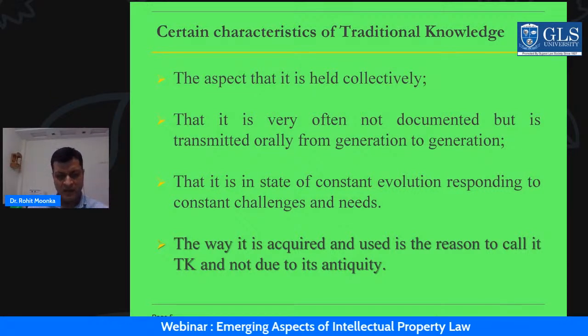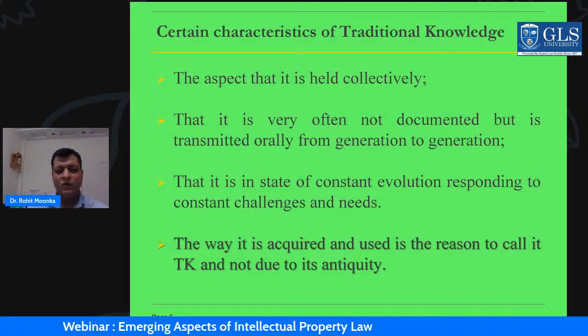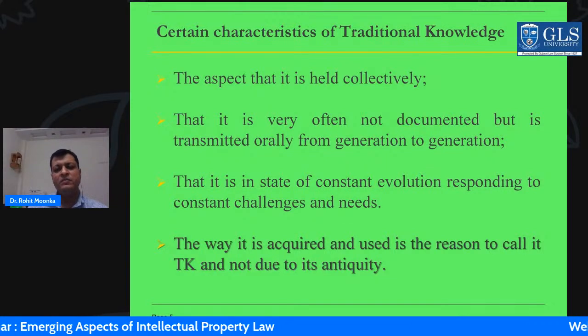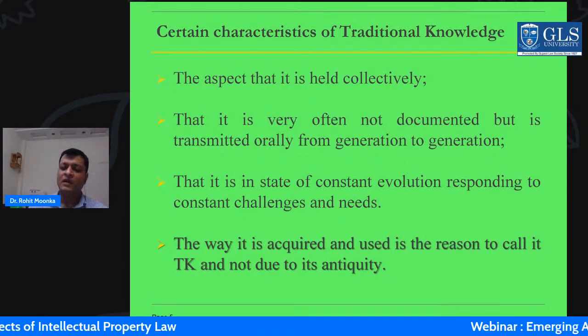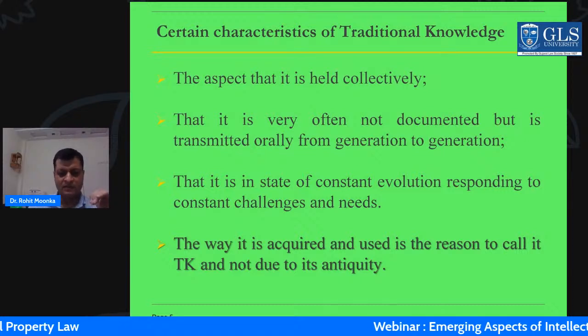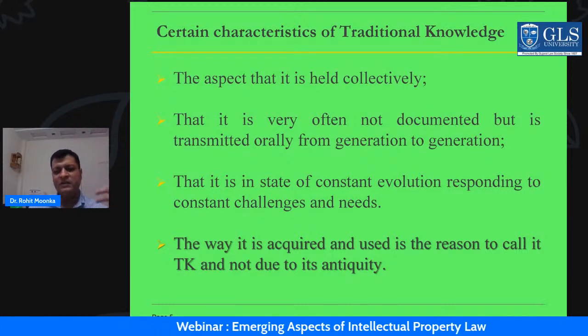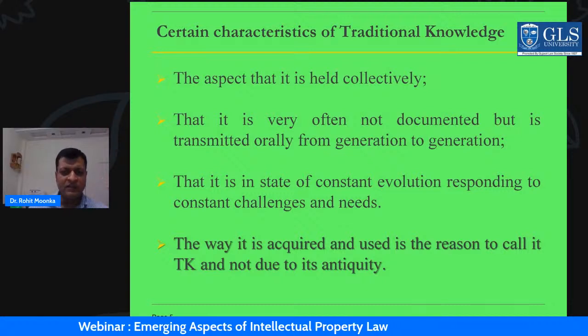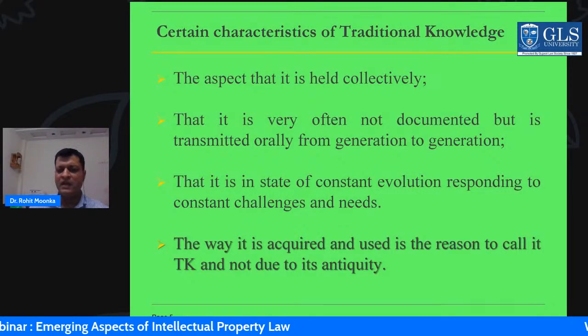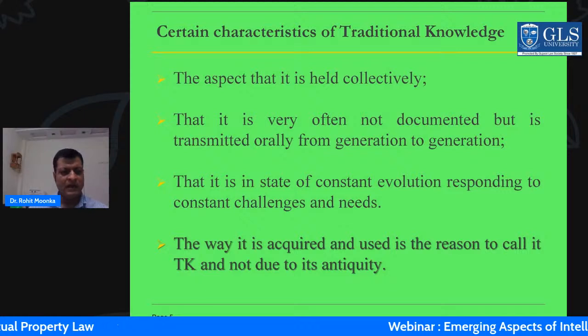Now we are moving to the next slide about the challenges which have been posed due to the changing circumstances, due to the commercialization, due to the vested interest of commercial entities, how they are posing threat to traditional knowledge. And we have plenty of examples of this already. So I would like to move to the next slide after this.